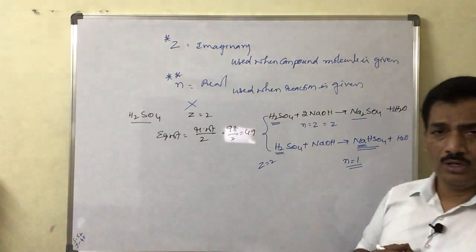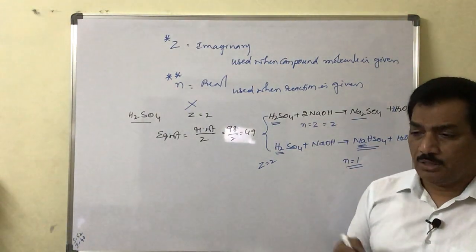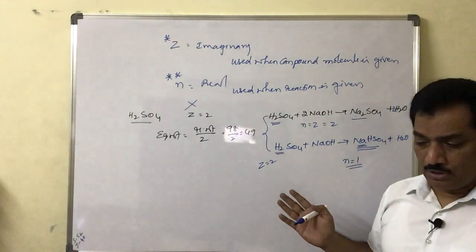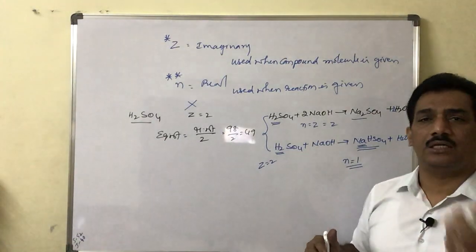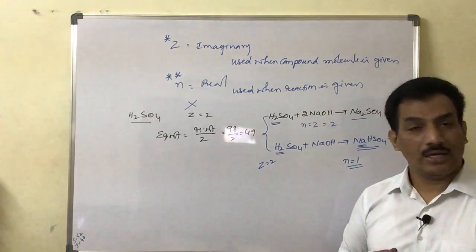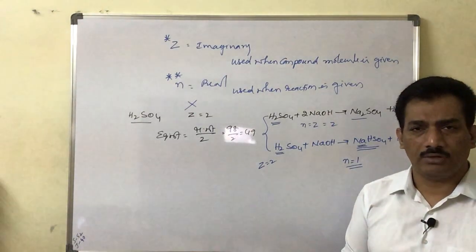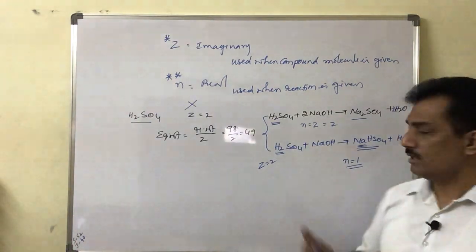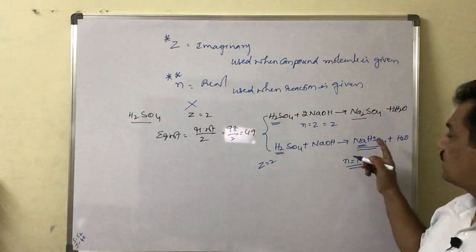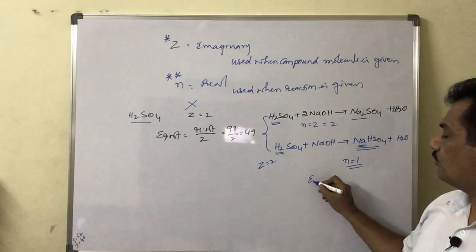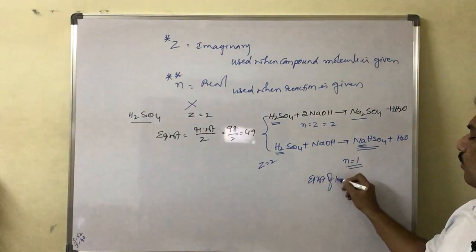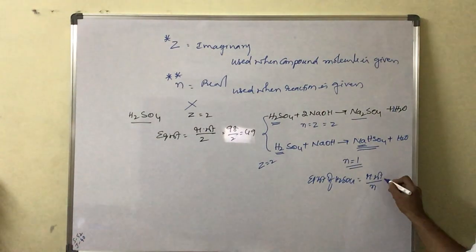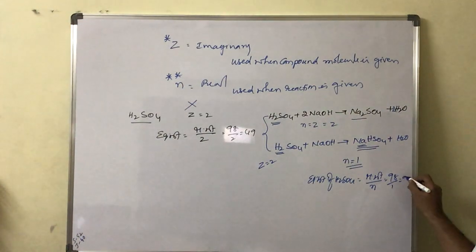Now let me know whether you depend on imagination or reality. It is always reality, is it not? Because imagination is only used until the result comes. Once the final result appears, we have to depend on that; there is no further imagination. So in this particular reaction, the equivalent weight of H2SO4 is molecular weight by N factor, that is 98 by 1.